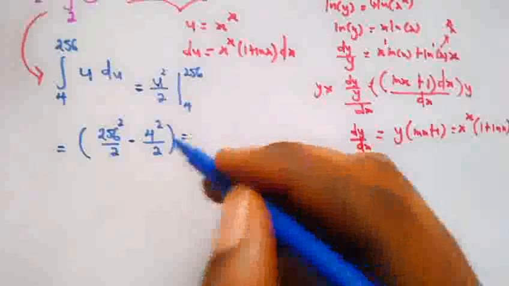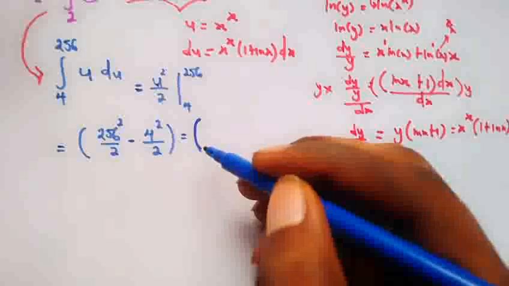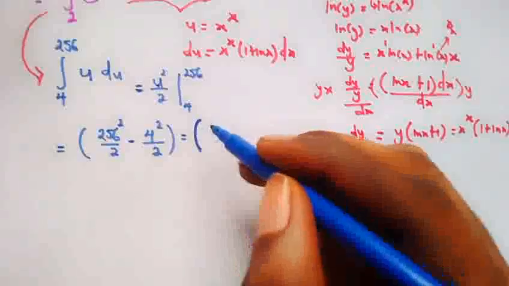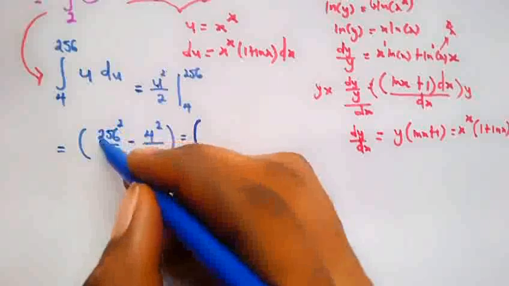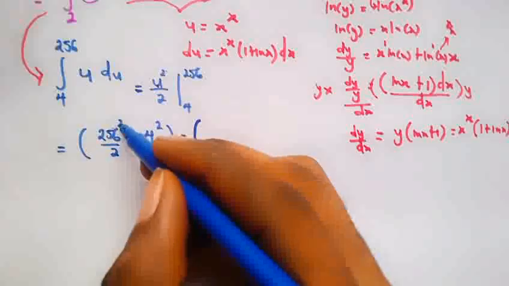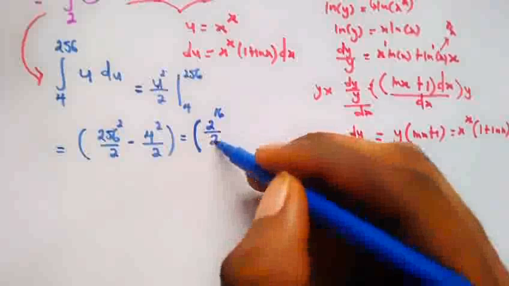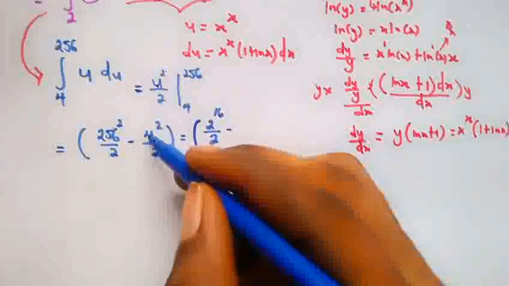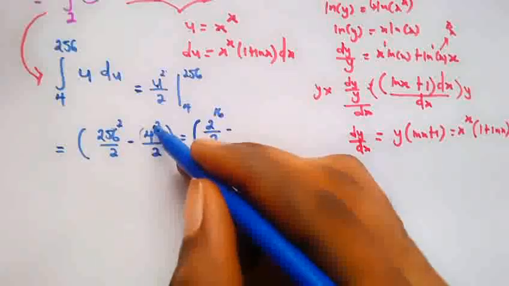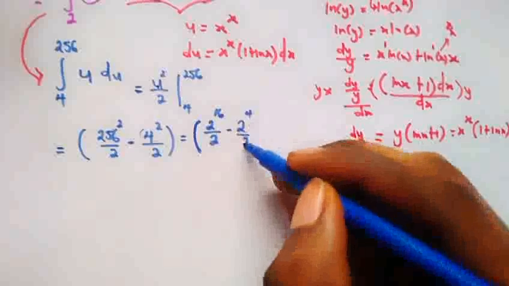Now we all know that 256 is the same thing as 2 to the power 8. So when we rewrite this 256 as 2 raised to the power 8, remember the exponent will become 16 because of this 2 here. So we have 2 to the power of 16 over 2, minus 4, which is 2 raised to the power 2. Now we have 2 raised to the power 2 inside the bracket, so the new exponent will be 2 times 2, that is 4. So we have 2 raised to the power 4 over 2.